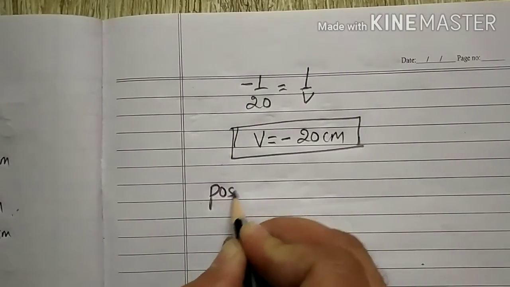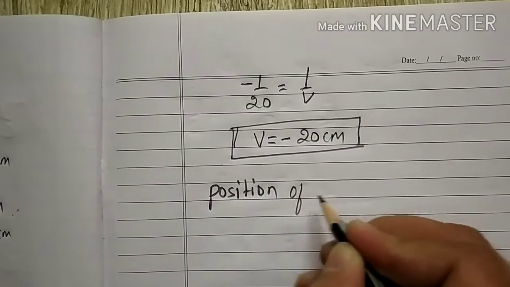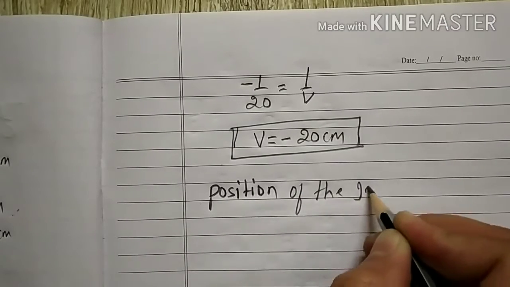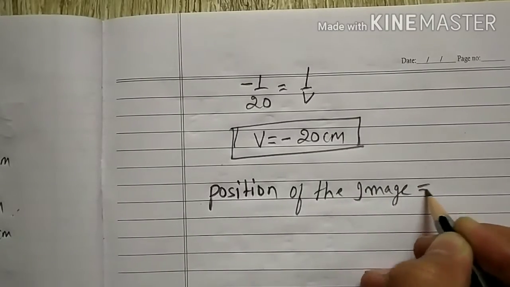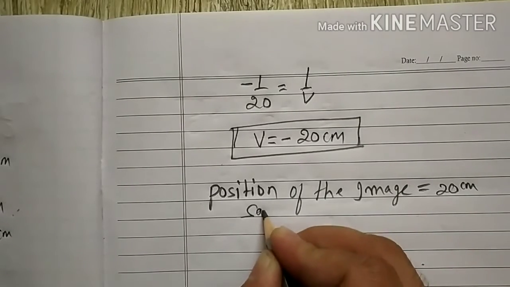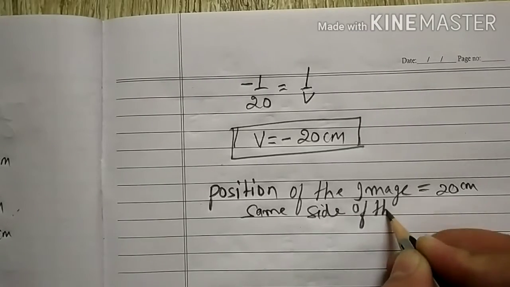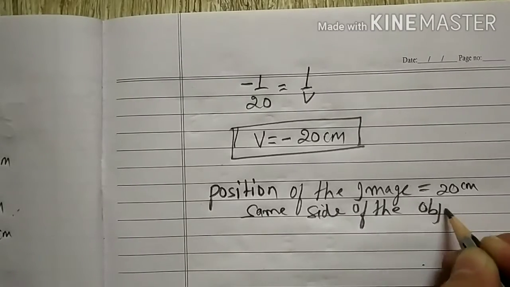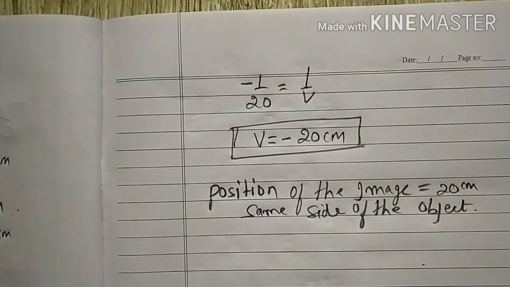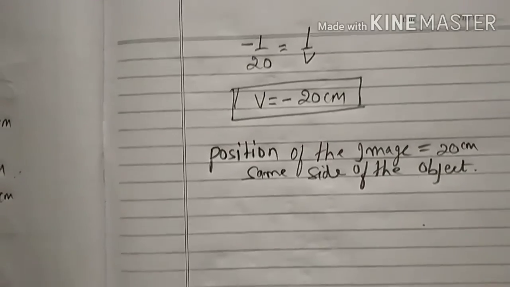We'll write position of the image equals 20 centimeter same side of the object. That means object is kept in front of the lens, left side, so image will also be on the left side. Hope you understood. Now this is the position.